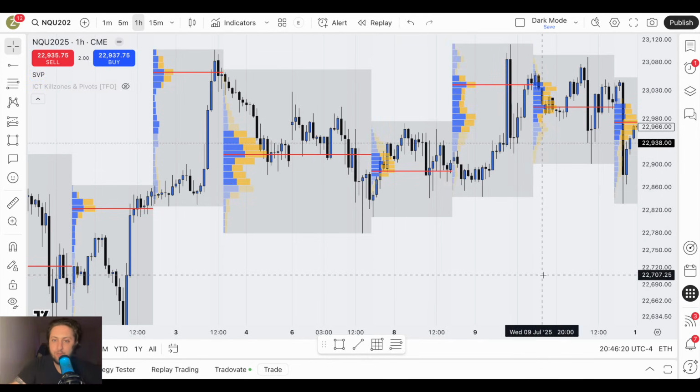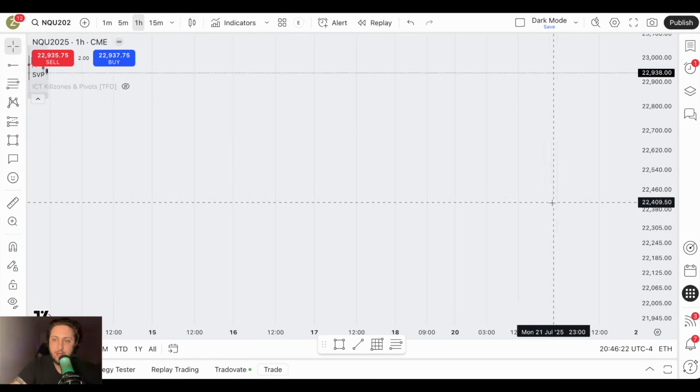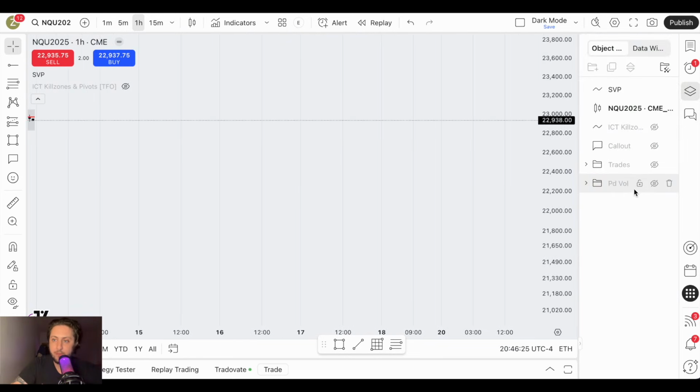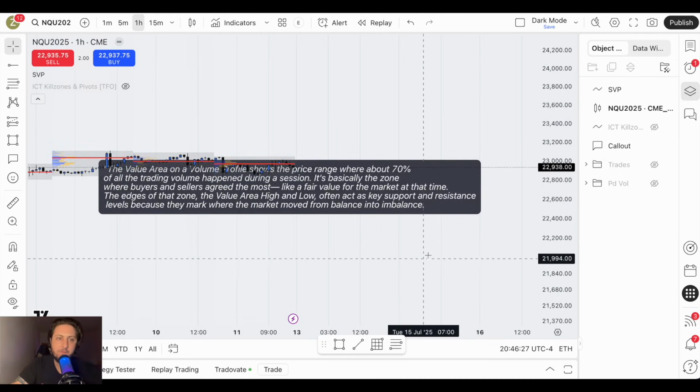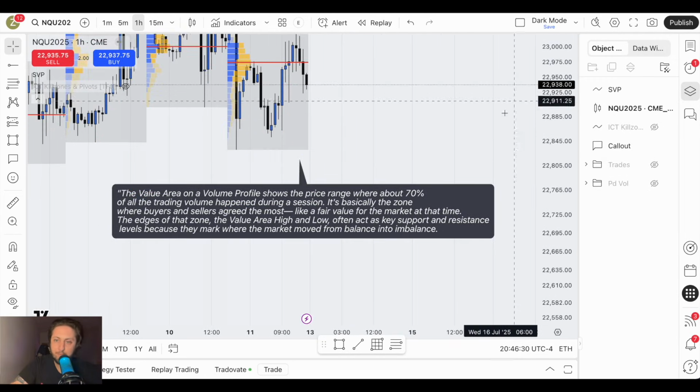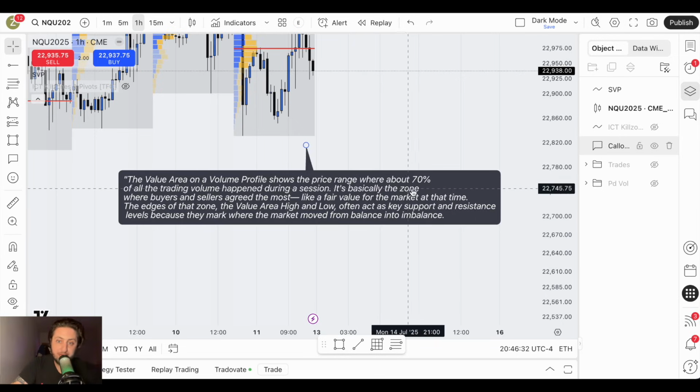Now, I can define what the value area is for you guys if you are totally new to the profile. Let me pull this up. So what is the value area on a volume profile? This shows the price range where about 70 or 68% of all the trading volume happened during a session. Now, it's basically the zone where buyers and sellers agreed the most, right? Why did they agree the most? Because this is where most of the volume happens. This is where most of the trading activity happens. So it's essentially showing you where there is fair value for the market on that day.